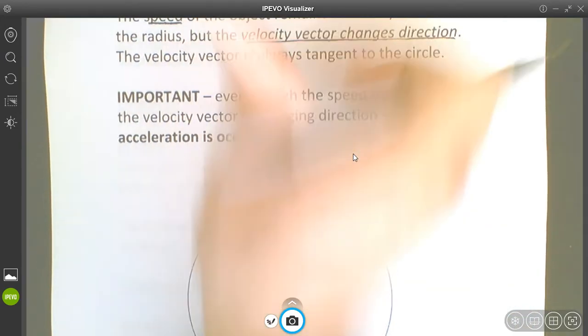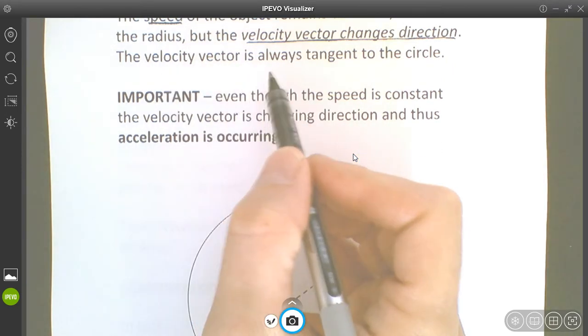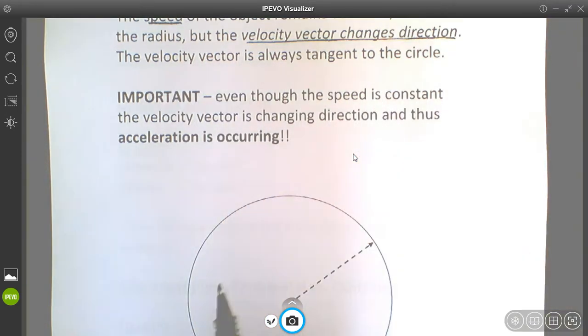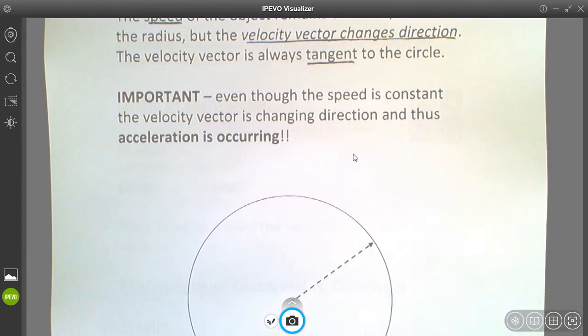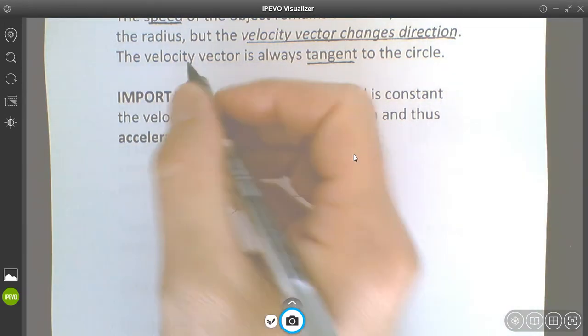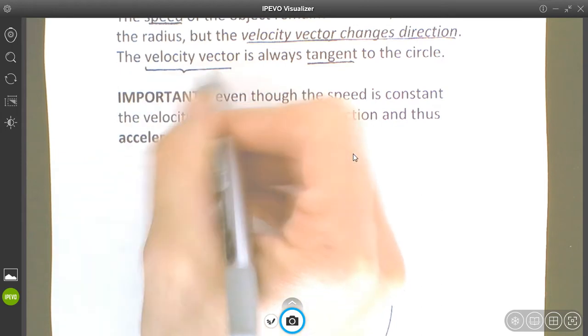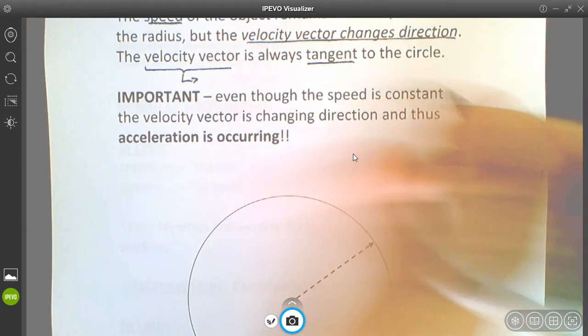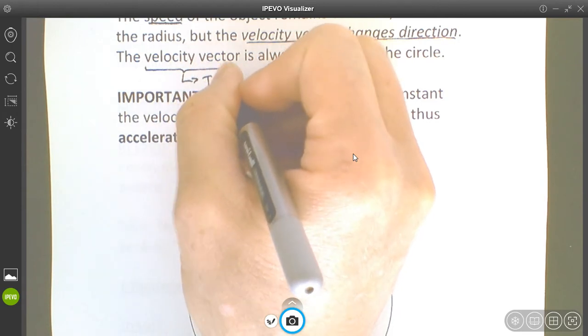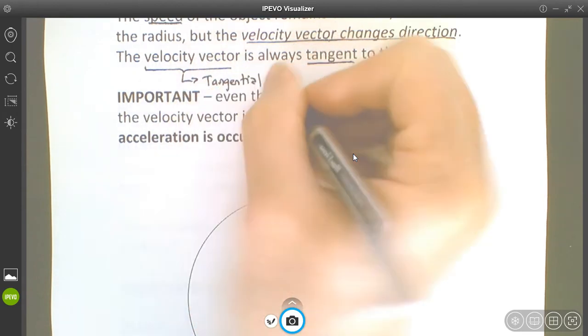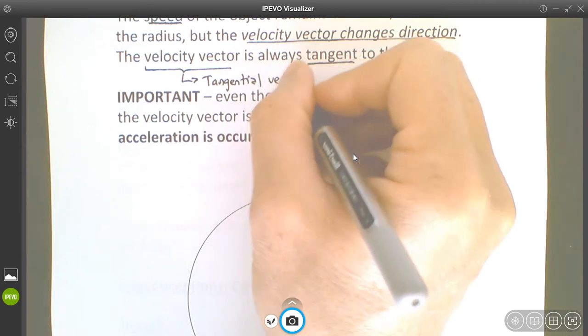And there's another thing you'll see here that says the velocity vector is always tangent to the circle. Well, remember, a tangent line is a line that touches a curve at only one point. So what we're going to discover here is this velocity vector that we have for circular motion is called the tangential velocity.